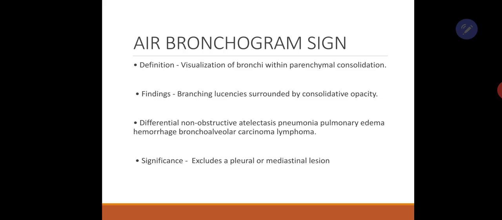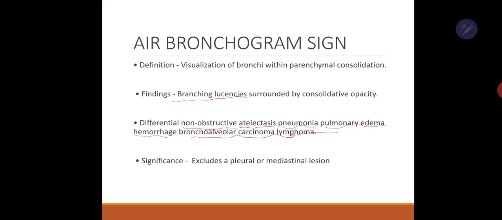See, the consolidation will be seen as an opacity, and there will be branching lucencies. So something black or dark seen, which is surrounded by white consolidative opacity. Differentials include non-obstructive atelectasis, pneumonia, pulmonary edema, hemorrhage, bronchoalveolar carcinoma, and lymphoma. So in these conditions, you can see air bronchogram sign.